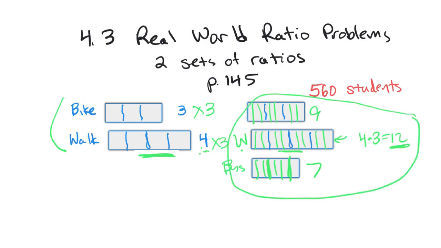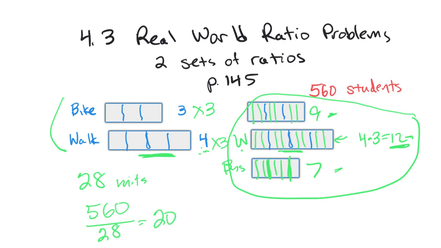Well, how many parts are there? How many units are there? There's 9, 12, and 7. And when we add those together, we get 28 units. And if there's 560 students split into 28 units, I did the math on that already, and that gives me 20 per unit.